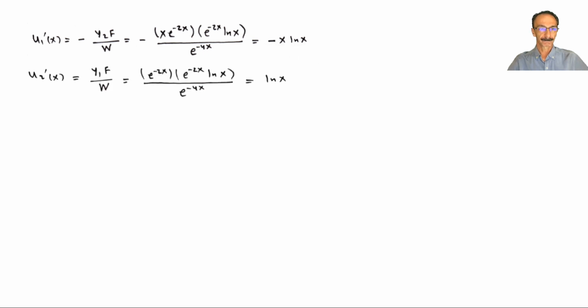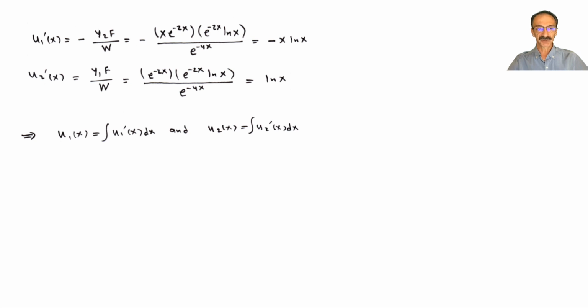u2 prime is y1 F over w. Here's y1, here's F, here's w. Same idea, these cancel. After you combine these two, that's the same amount. You end up with ln x. I have u1 prime and I have u2 prime. I need u1 and u2. To integrate these, we need to do it by parts.